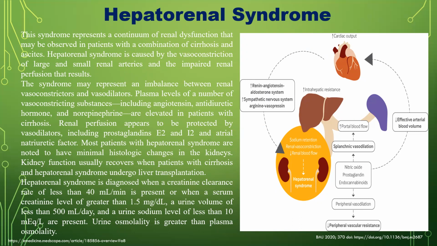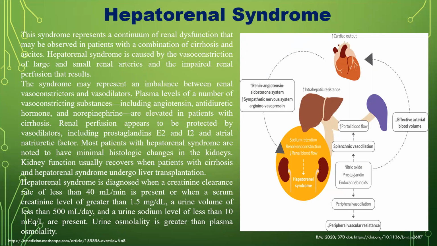Plasma levels of a number of vasoconstricting substances, including angiotensin, antidiuretic hormone, and norepinephrine, are elevated in patients with cirrhosis. Renal perfusion appears to be protected by vasodilators, including prostaglandins and atrial natriuretic factor. Most patients with hepatorenal syndrome are noted to have minimal histological changes in the kidneys. Kidney function usually recovers when patients with cirrhosis and hepatorenal syndrome undergo liver transplantation.